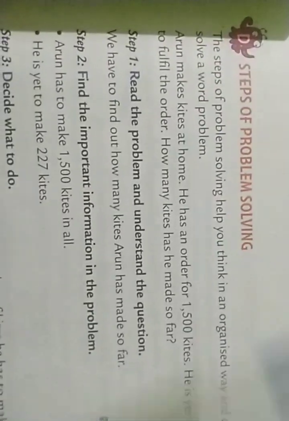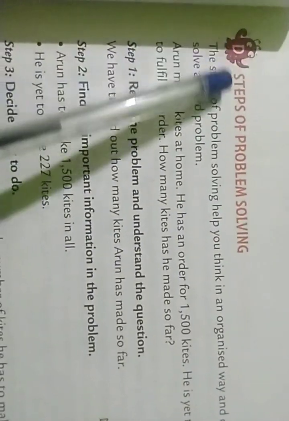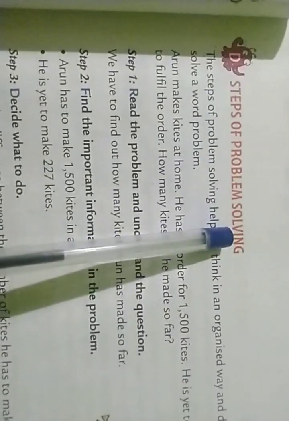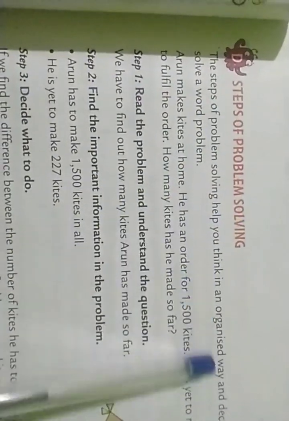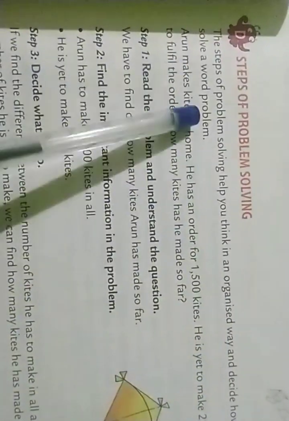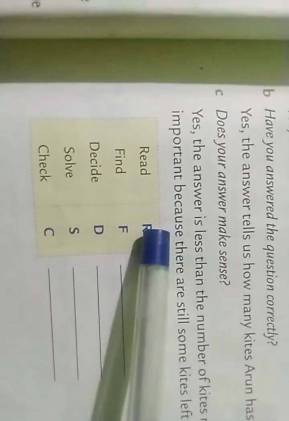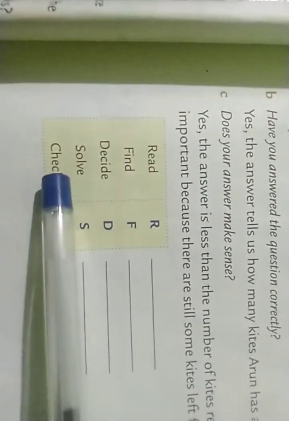Good morning students. Today we are going to learn exercise 2D, that is steps of problem solving. The steps of problem solving help you to think in an organized way and decide how to solve a word problem. Here they are given 5 steps: R for read, F for find, D for decide, S for solve, C for check.